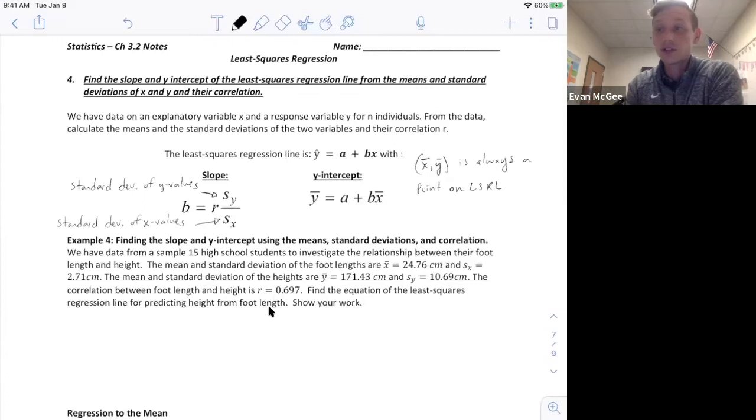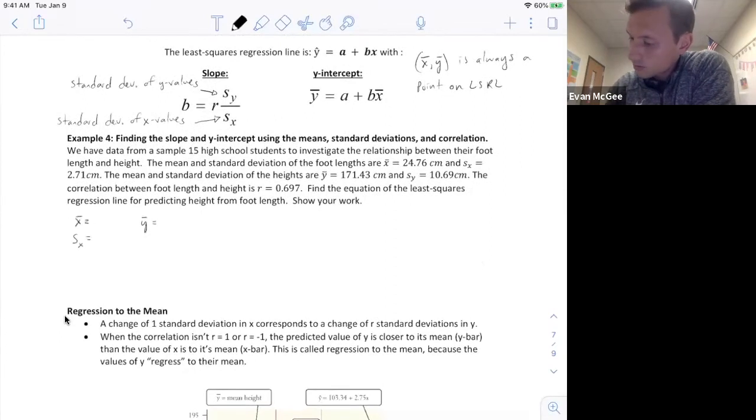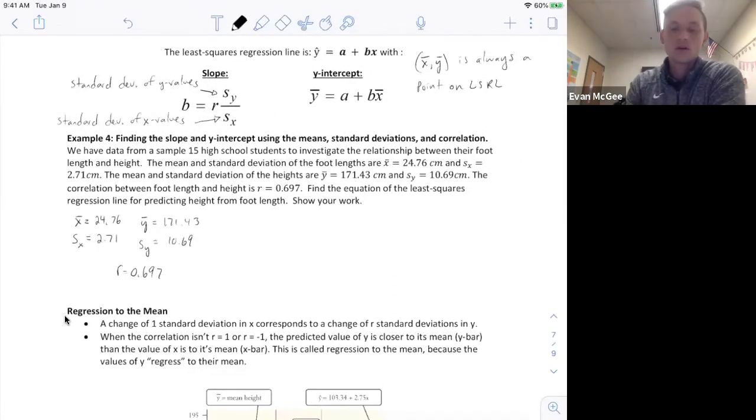So they've identified height as response and foot length as explanatory. Let's write out all of the information that they provided for us already. So since I have the means and the standard deviations and the correlation, all I have to use is my formula to find the slope and then plug that in to find my y-intercept.